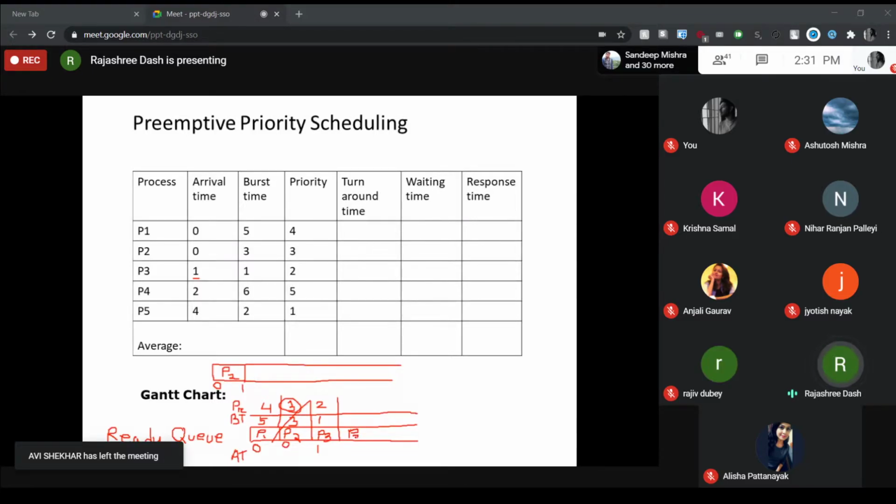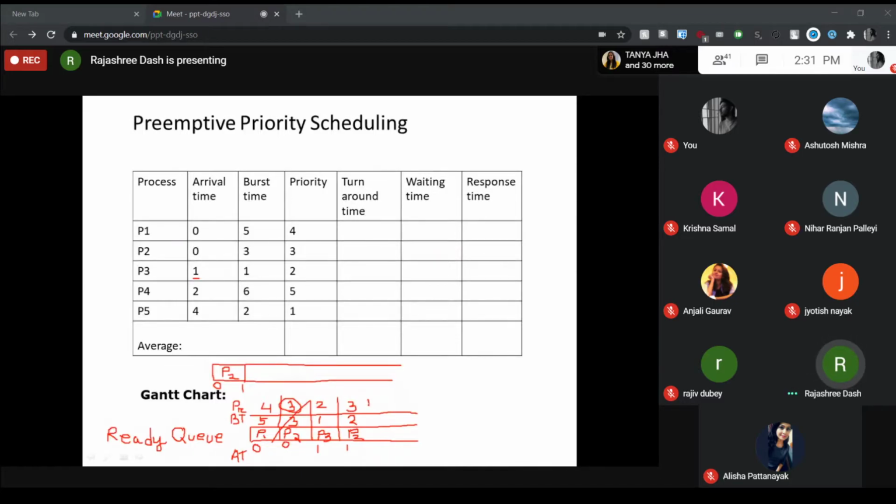P2 will be stored in the ready queue. Now when it is stored back in the ready queue, it is stored with the remaining burst time. By time 1, P2 has already completed execution for 1 millisecond. So the remaining burst time for P2 is 3 minus 1, that is 2 here. But there is no change in its priority number. So the priority number of P2 remains the same, that is 3.